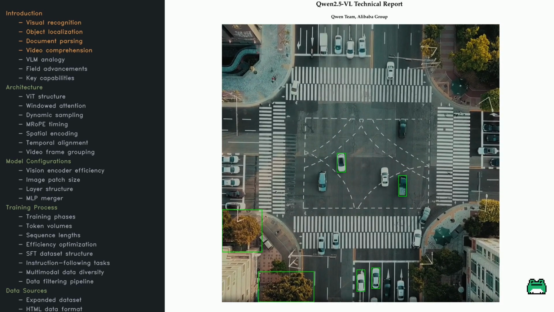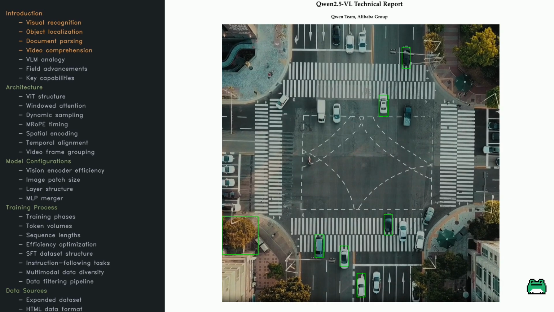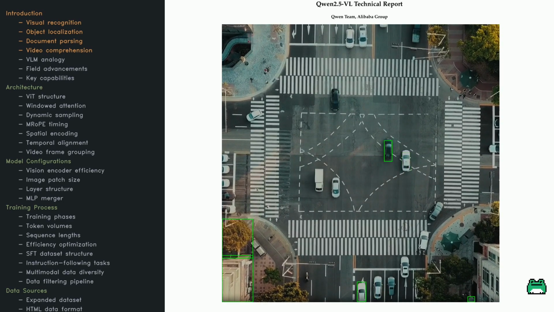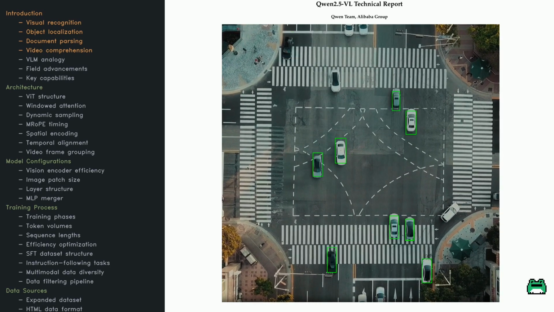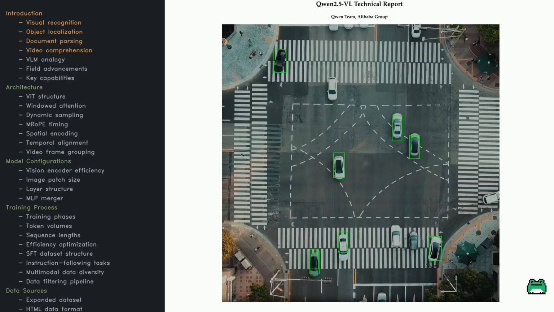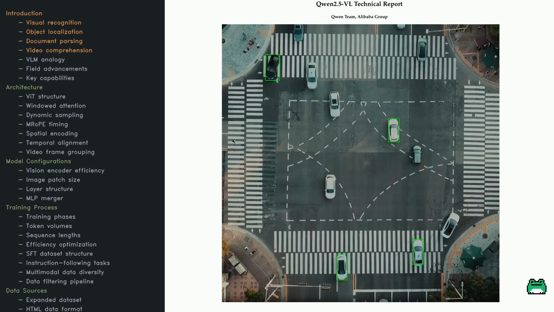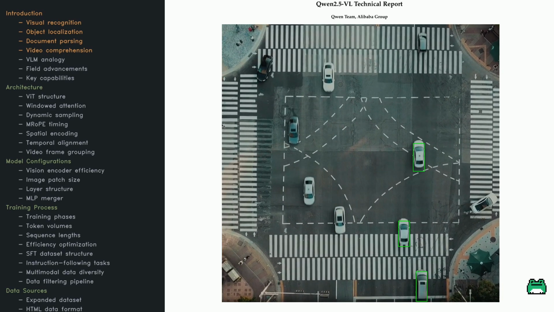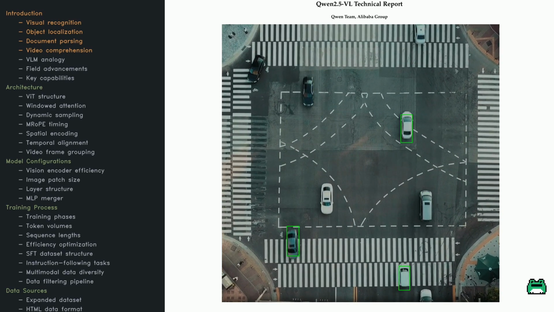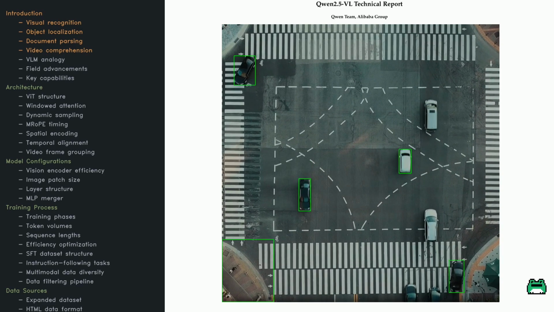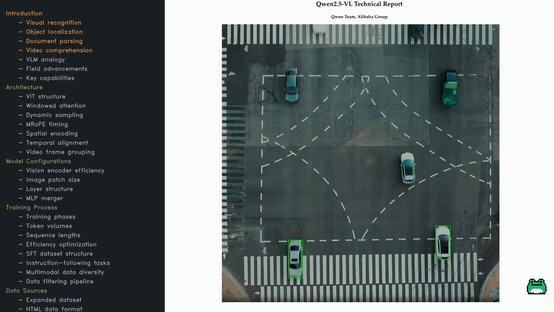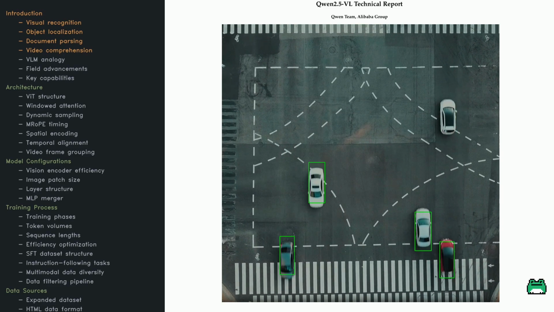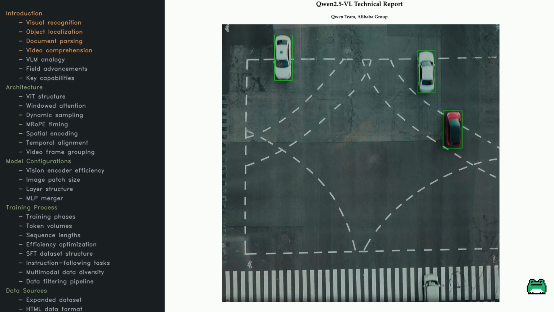They've also made their vision transformer more efficient with window attention, so it processes longer videos and bigger images without slowing down. Plus, with 4.1 trillion tokens of training data, it's now spotting objects with 93.6% accuracy on CountBench. So, what does all this mean in practice? Better visual grounding, more accurate object detection, and sharper document parsing. Now let's dive in!